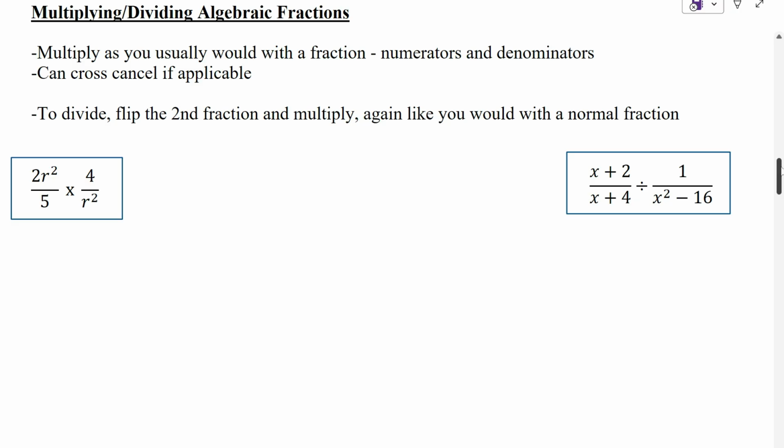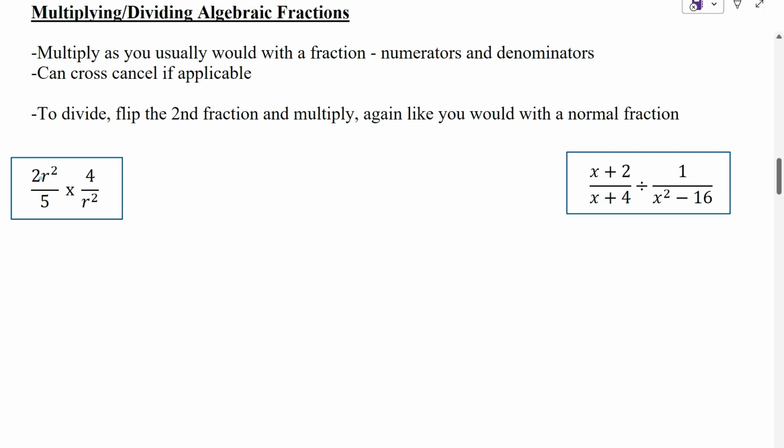Next, let's take a look at multiplying and dividing algebraic fractions. When we multiply, we do as we usually would with a fraction, using the same laws. So we multiply the numerators with each other and the denominators with each other. One thing that we can do to make it easier is we can cross-cancel, if applicable, the same way we would with normal fractions. And to divide, again, the same thing we would do in normal fractions. We flip the second fraction and we change the divide sign to a multiplication sign and then multiply as normal.